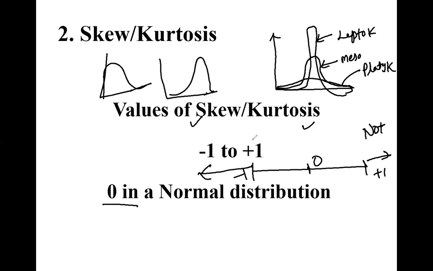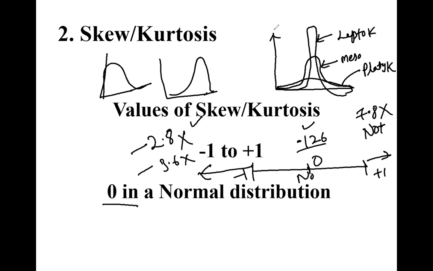So if your value is like 0.126, it means the data is normal, there is no problem. If my skewness value is -2.8, it is not normal. If the kurtosis value is -3.6, not normal. If my value is 7.8, outside the +1, not normal.